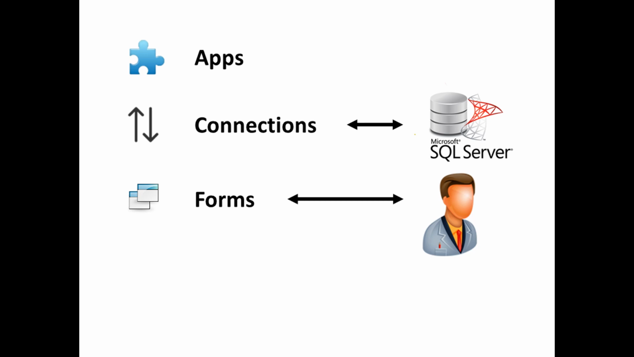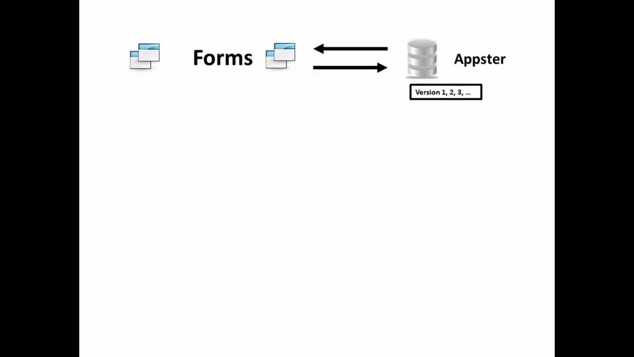Let's have a closer look at forms. As stated before, forms are the unit of development within Appster. Forms are checked out from the Appster database by a developer for editing and checked back in again after editing. The developer's AD account is used for identification purposes. A full history of changes is kept.